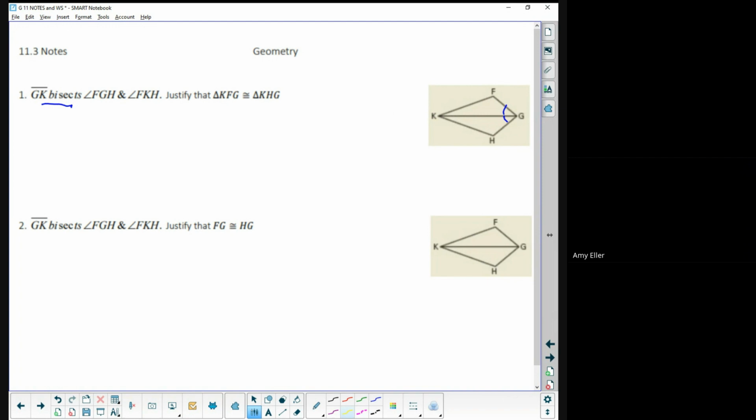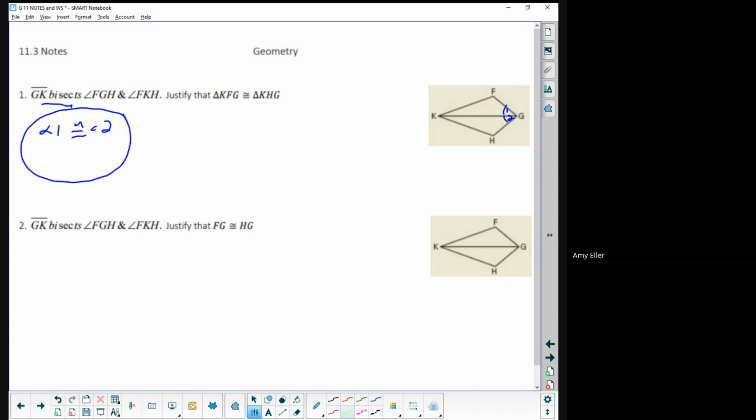Let's write about that. We cannot call that angle G, because there's a lot of angle G's. Your options again are, you can call it with 3 letters, you can call it angle FGK, or let's just call it 1 and 2. Angle 1 congruent to angle 2.